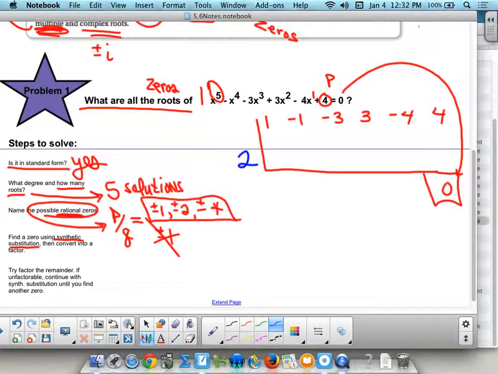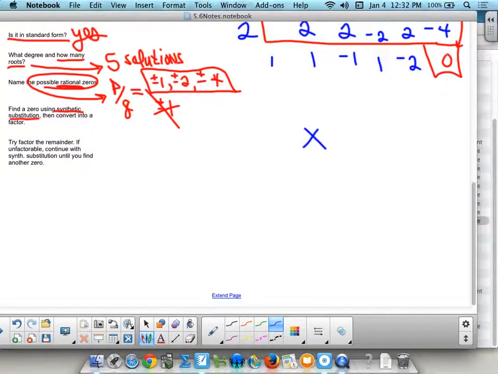Okay, bring down the 1. Multiply, you get 2. Add down, you get 1. Multiply, you get 2. Add down, -1. Multiply. Add down 1. Multiply. Add down -2. Multiply. 4, so 2 is a solution to my problem. So here we go. What are my solutions?